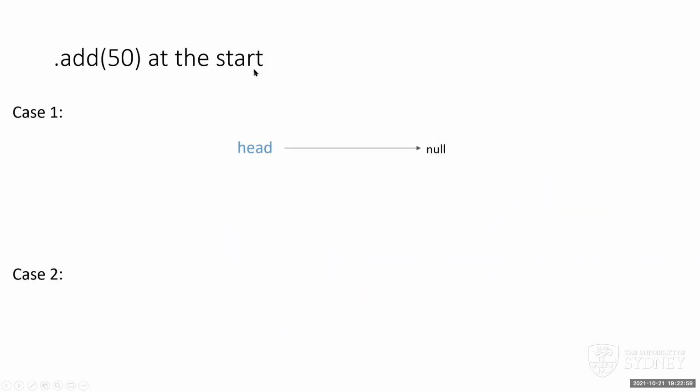Let's say I'm trying to insert at the start. Same two cases will occur. If there is no data, what I have to do, 50 will point to null and head will simply point to 50 because that is my first data.